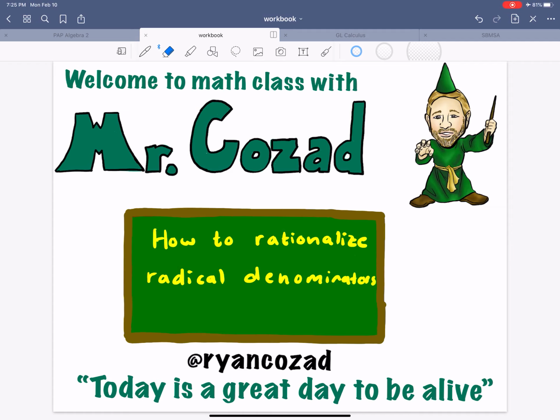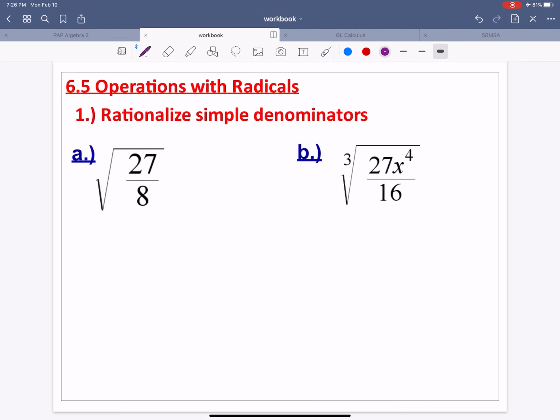Our topic for today is how to rationalize radical denominators. So, best way to use this video is to either watch it on your own, pause it, take some notes, and I hope that however you choose to use it, it's beneficial for wherever you are and whatever you're working on. So how to rationalize radical denominators, okay?